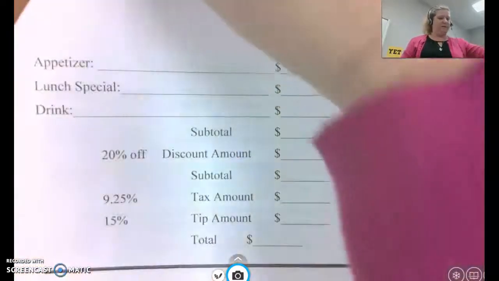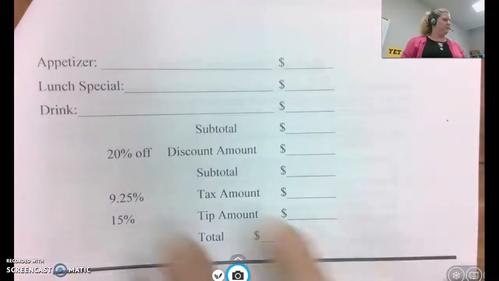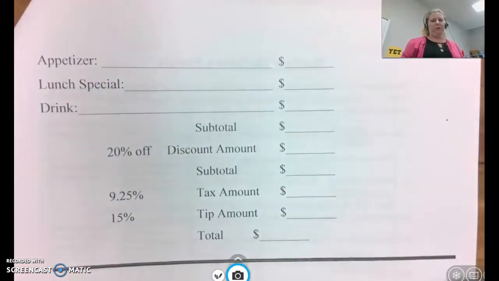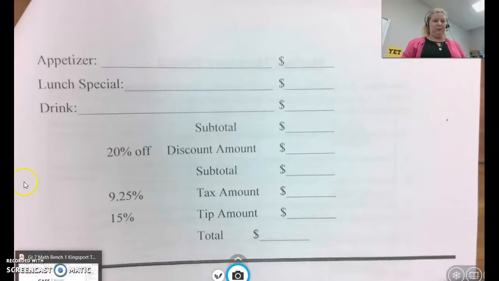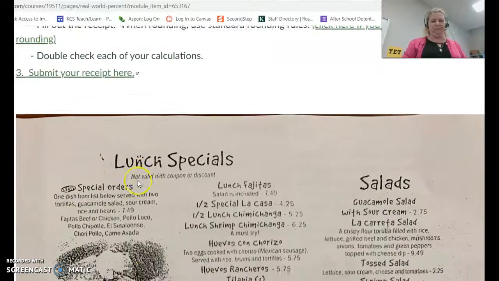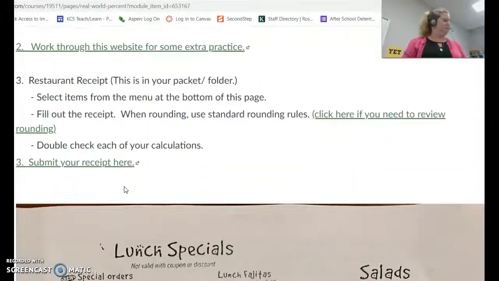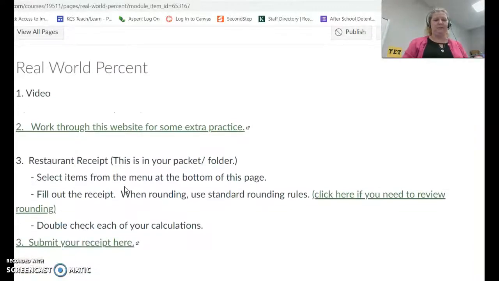Notice that there are two receipts on this page. The other one's below this one. We're going to work one together and then you're going to work one on your own. For the one that we work together, we're going to use the menu at the bottom of the page, this menu. I've printed it out so that we'll have something to start from. We're going to fill out the receipt.